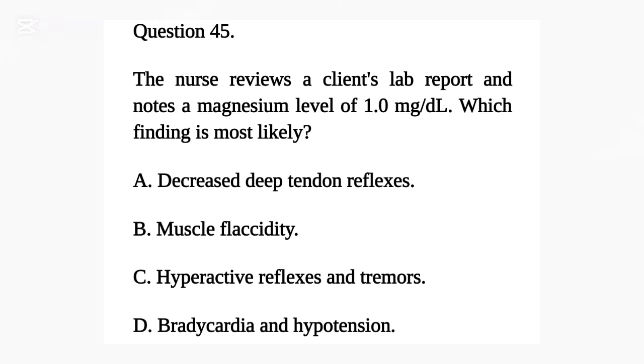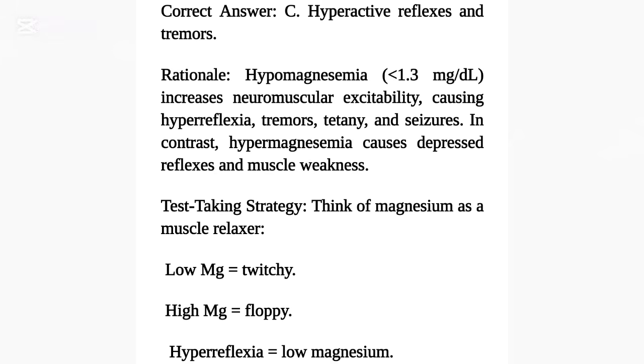Question 45. The nurse reviews a client's lab report and notes a magnesium level of 1.0 milligrams per deciliter. Which finding is most likely? A. Decreased deep tendon reflexes. B. Muscle flaccidity. C. Hyperactive reflexes and tremors. D. Bradycardia and hypotension. Correct answer C. Hyperactive reflexes and tremors.